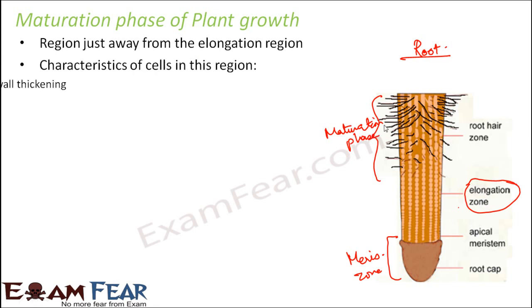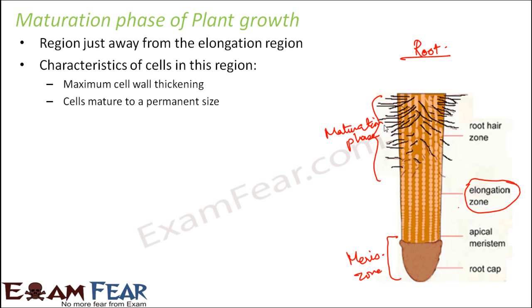So in this region, what happens to the cells? These cells have maximum cell wall thickening because now they are not going to get divided. Once these cells mature, obviously they are not going to get divided. So they are going to be permanent cells. So the cell walls get thickened. Cells mature to a permanent size as well as shape.